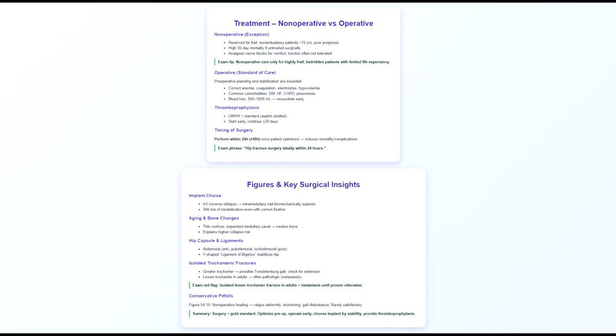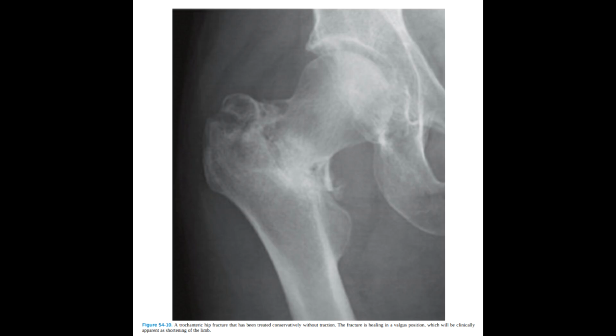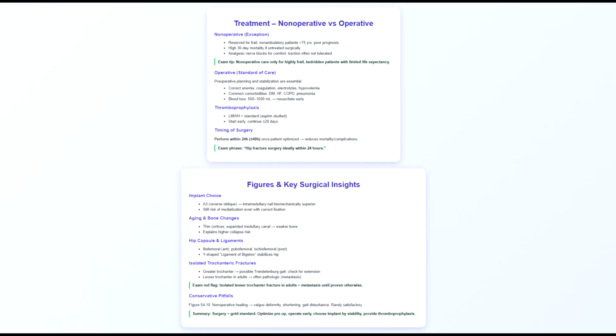An isolated lesser trochanteric fracture in an adult is considered pathologic until proven otherwise. Finally, figure 54.10 demonstrates a trochanteric hip fracture treated conservatively without traction, healing in a valgus position. Clinically, this results in limb shortening and gait disturbance.